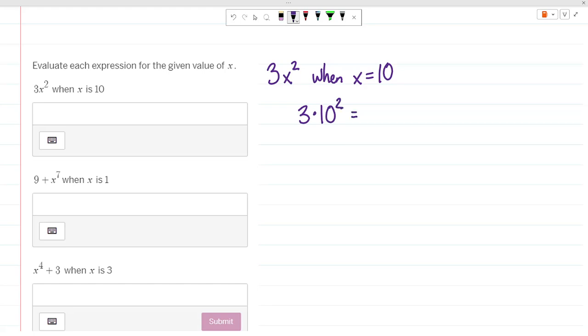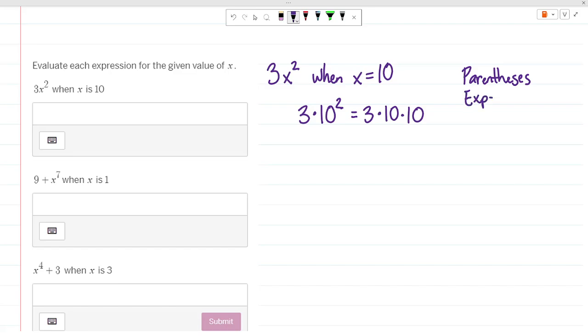Now, what does 10 squared mean? Well, that's like 10 times 10. So it becomes 3 times 10 times 10. And the reason that we do this exponent first is because of our order of operations, where we have parentheses. We didn't have any of those here, so we're good.